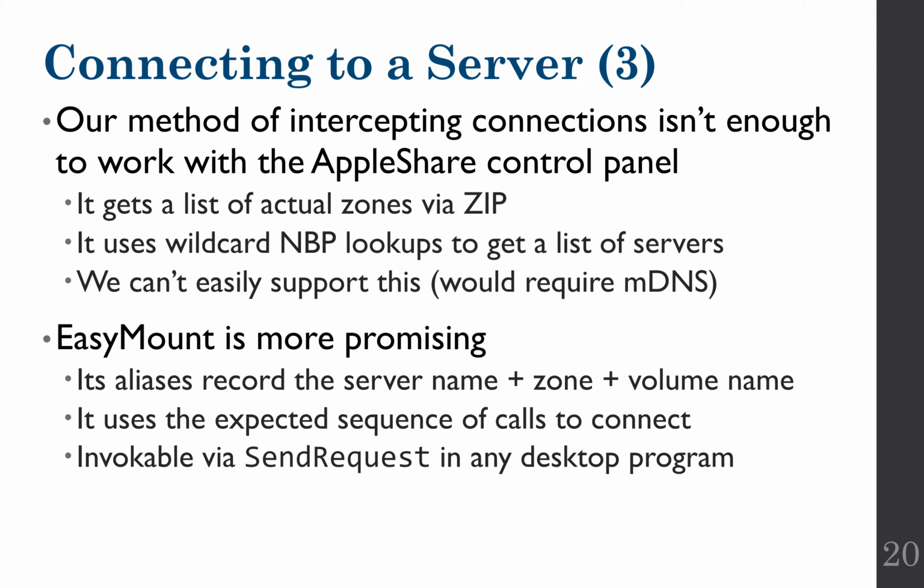So one thing it does is it will present you a list of zones that you can pick from. That uses something called Zone Information Protocol, which we aren't patching into. We could, but it would be more complex. It also uses wildcard NVP lookups to get a list of servers. So it'll show you the list of all the servers in the zone, and you can pick from a list. That, again, is something we can't easily support.